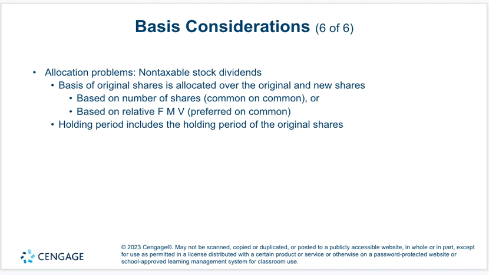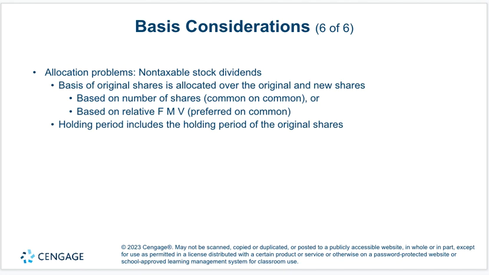Then there's also an allocation problem when there's non-taxable stock dividends. And so when that happens, the basis of original shares is allocated over the original and the new shares, based on the number of shares common to common, or based on the relative fair market value if you're getting preferred stock on the common stock that you own.